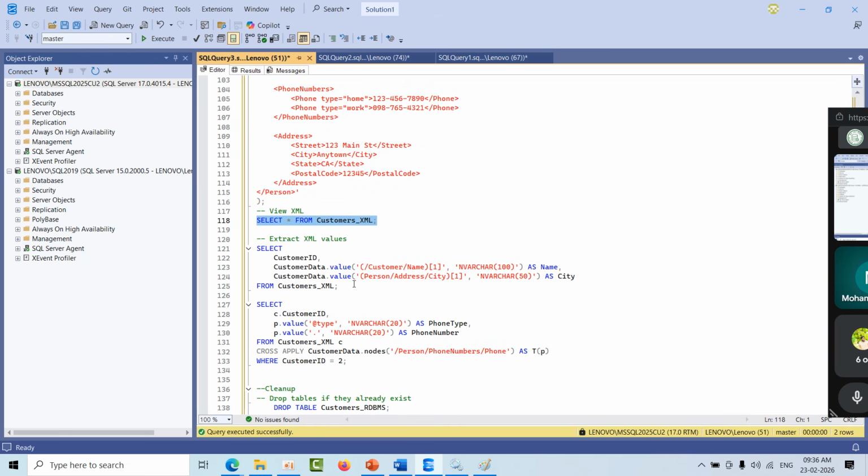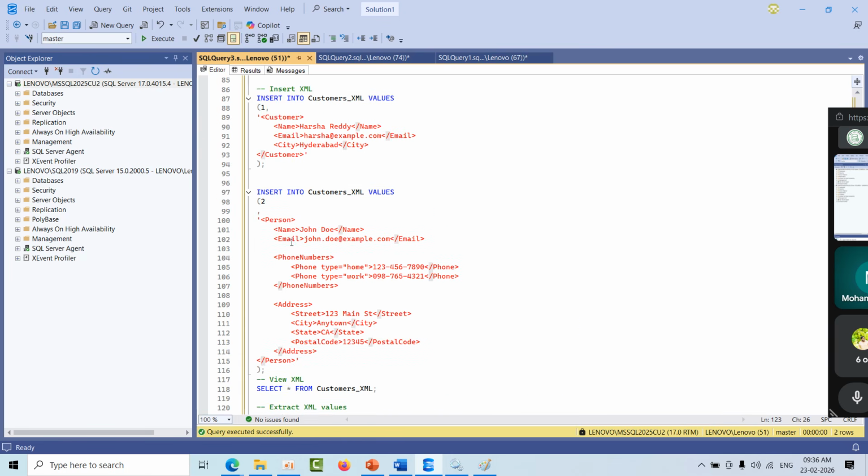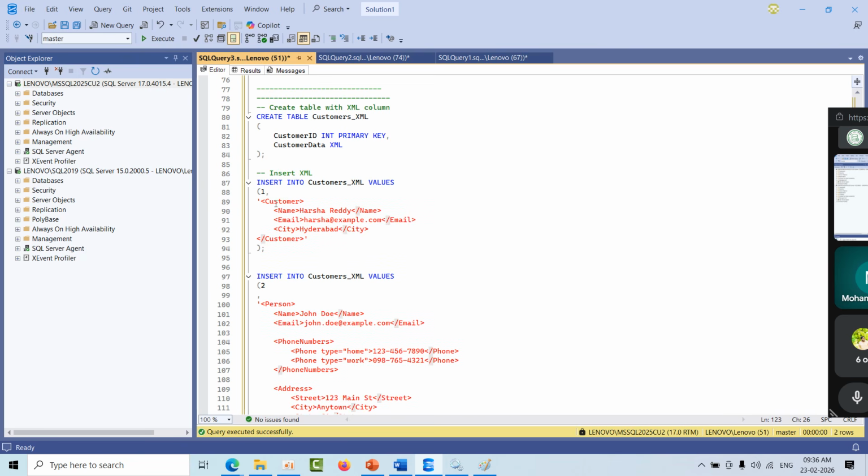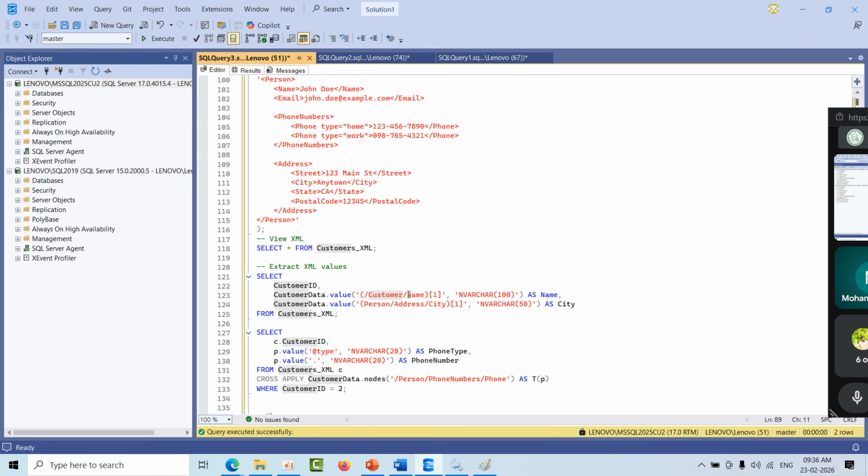Now if I want to fetch the data from XML using SQL, select customer ID, customer data value, and so on. It is the root node. So now I'm telling SQL Server to go to the customer, which is the root node here. In the root node, I'm fetching slash name, and this is the value at index one. Means if you have multiple values, I'm asking to fetch only one value. This is how we need to fetch the data.